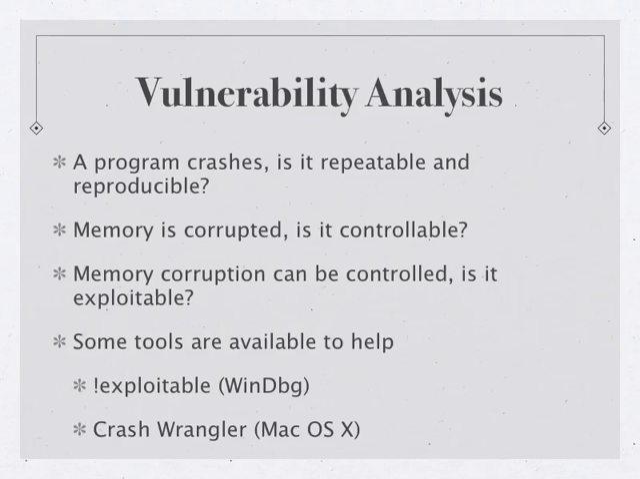But the two big mitigations that people talk about are non-executable memory, which on Windows is called data execution prevention, and ASLR, which moves everything around, and which is on a lot of operating systems. So that's what memory corruption is. But first we want to analyze a vulnerability that caused the program to crash, and figure out if we can turn this into an exploit. That's the vulnerability analysis phase.